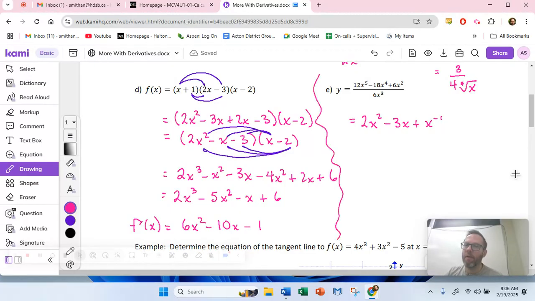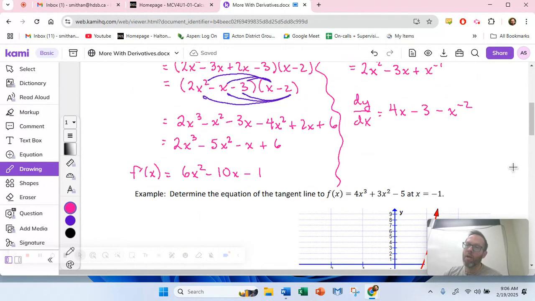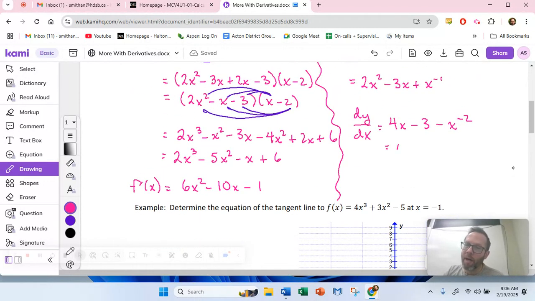Block off some space here. And now we'll find the derivative. 4x minus 3, bring down the minus 1, and then subtract 1 off the exponent. 4x minus 3 minus x to the power of minus 2, which is correct. That's the derivative, but we should be in the habit of just writing things with positive exponents. So that would be minus 1 over x squared would be the derivative there.